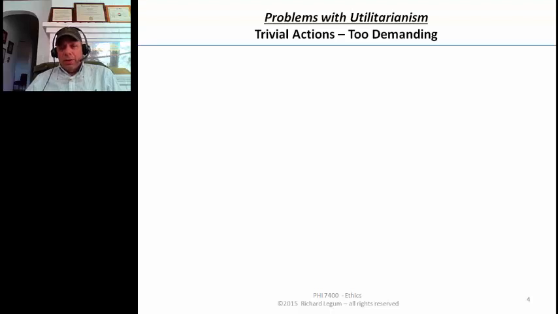Now, the next example I want you to consider is the problem of trivial actions, and it's a problem for utilitarianism in that trivial actions are things that we normally don't think have any moral importance, but it looks like Act Utilitarianism requires that we do it. So let's take one such example.